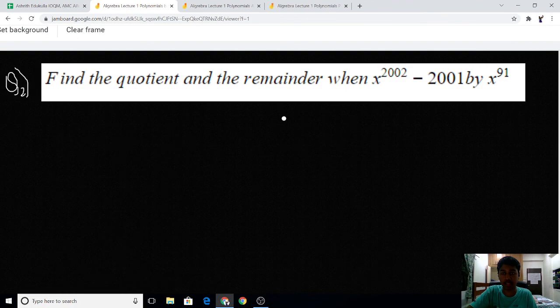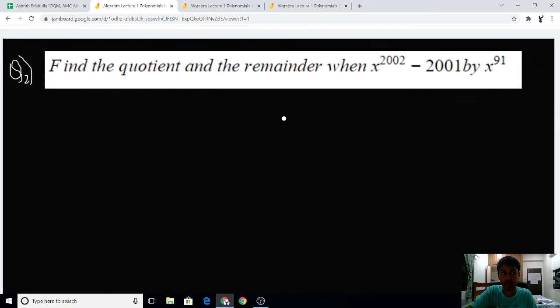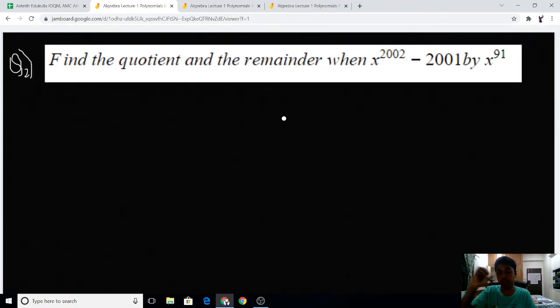So this is the second question. This is basic problem solving. I don't think you require more than 5 minutes for solving each question. Just a second, guys. I'm just going to wait for 5 seconds and then start the solution. Okay, let's start the solution.